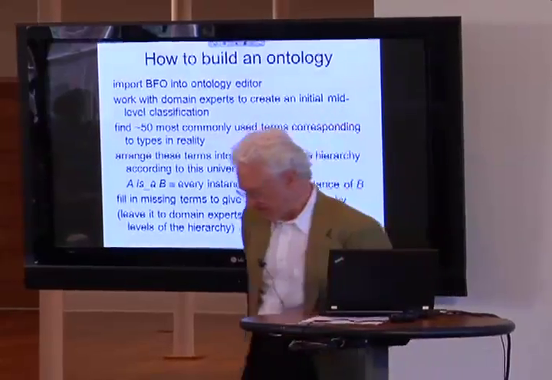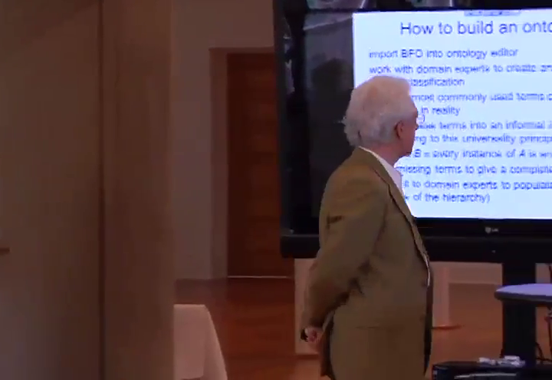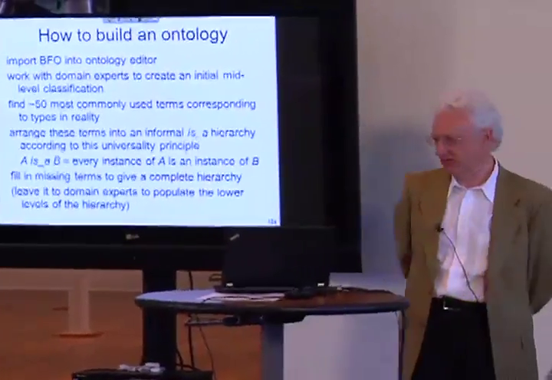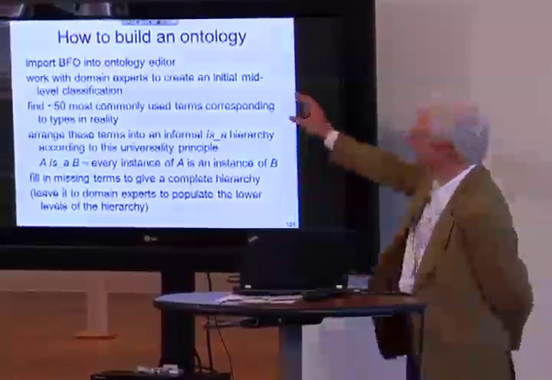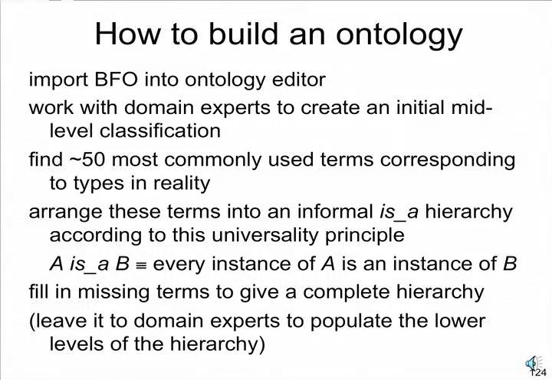So the very basic idea that I was trying to communicate is that Buffo gives you a starting point for building ontology. So the way you use Buffo in the simplest possible case is that you import Buffo into an ontology editor. You work with the domain experts to create an initial classification of the main entities in your domain. You aim, let's say, for 50 of the most commonly used terms in your domain. You arrange these terms into an ISA or subtype hierarchy as best you can, following this rule that A is going to be a subtype of B only if universally every A is a B.